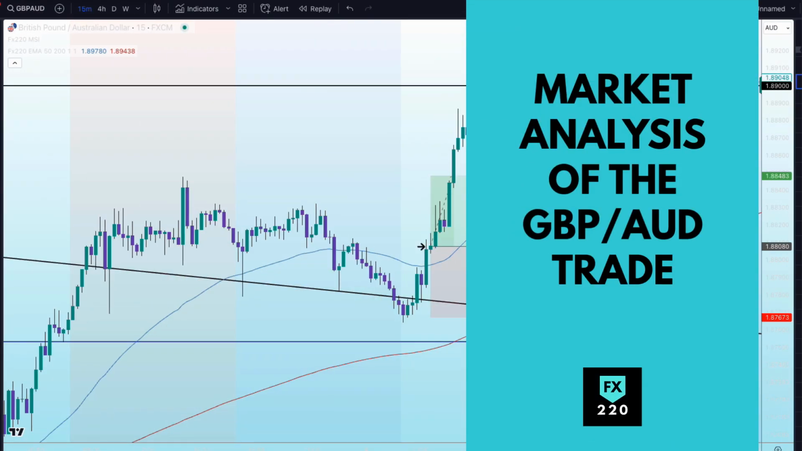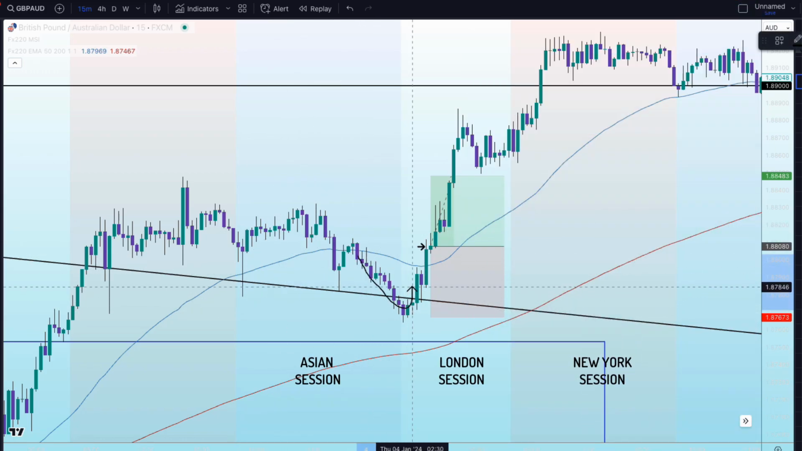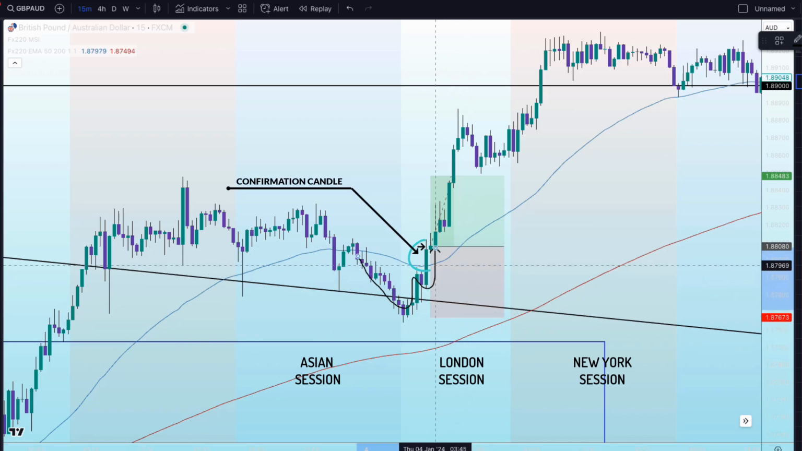This is the pound Aussie on the 15-minute time frame. Price came down towards the end of Asian session before creating a pattern formation. This is a W formation with a strong confirmation candle closing above the 50 EMA. Entry at the close of the 15-minute candle.